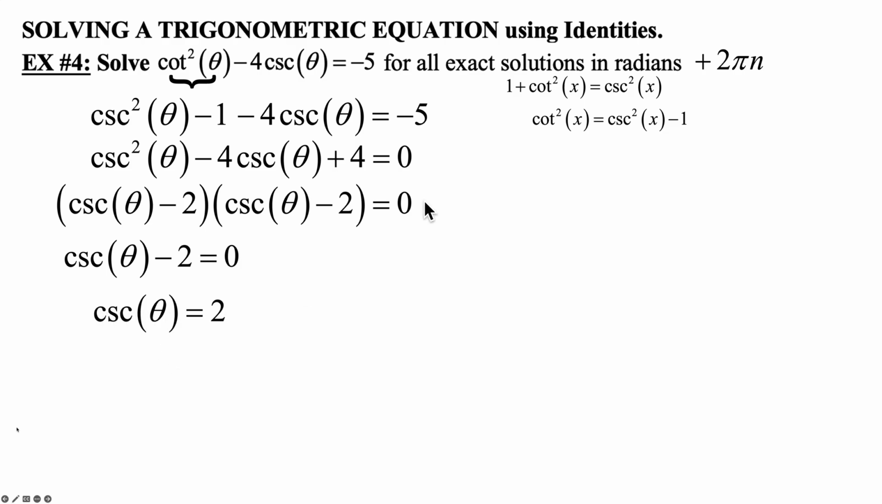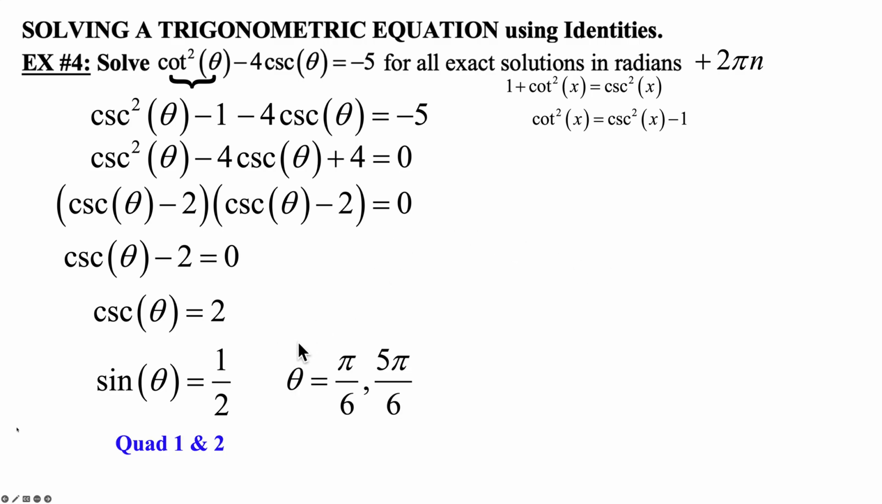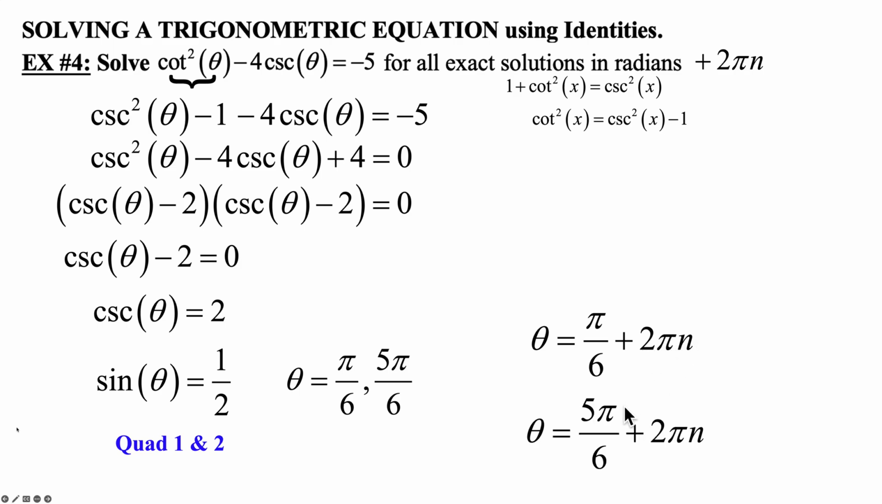All right, so that's quadrant 1 and quadrant 2, because it's cosecant. So that's inverse. Cosecant is sine. Flip our 2 to 1/2. You have a 30-degree reference angle in quadrant 1 and in quadrant 2, so that's 30 and 150, or pi over 6, 5 pi over 6. Then we go add on the 2 pi n for both our answers. And that'll be our first part of 4.2 video.